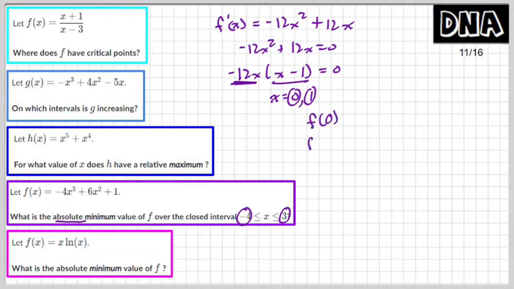So let's plug all those into f and see what y values you get. And we're looking for the minimum. So we're just looking for the smallest y value.